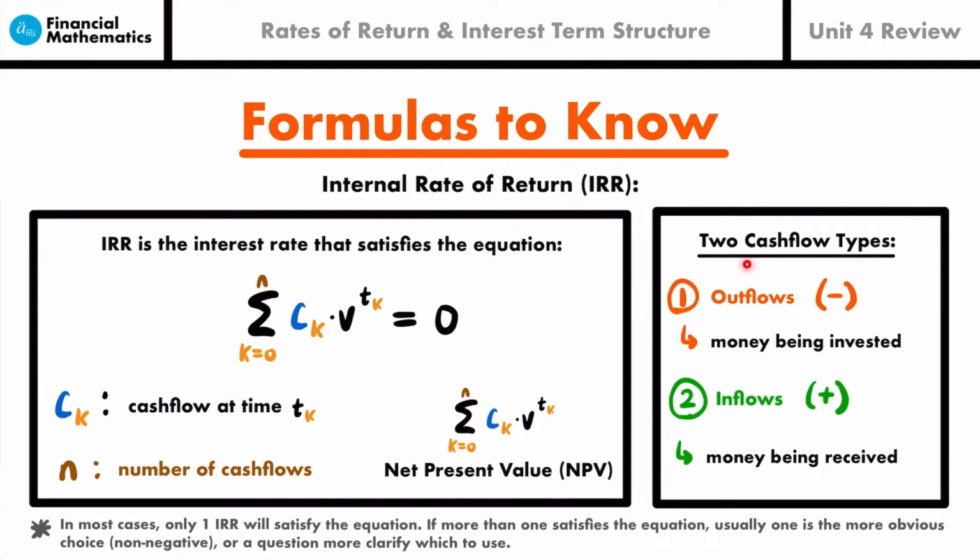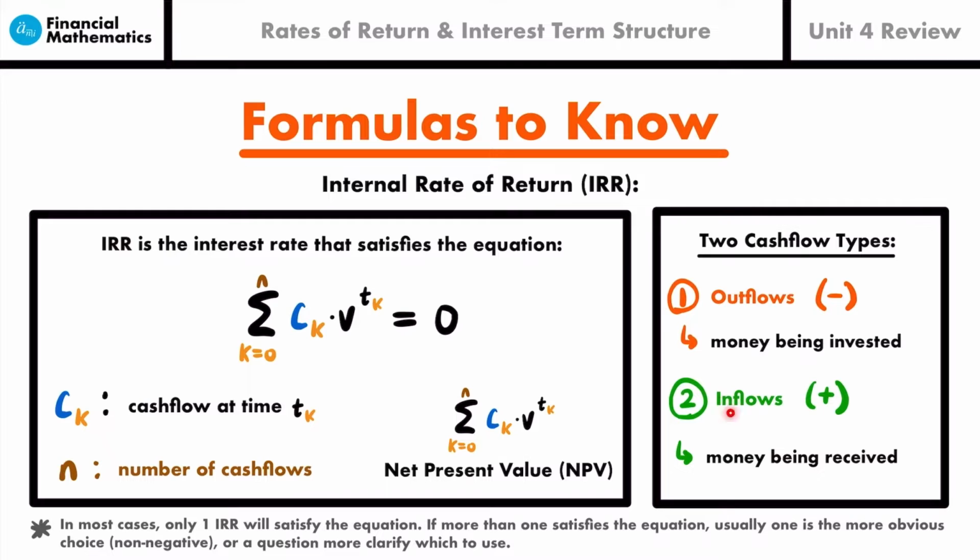All right, and remember, when you're setting up this type of equation to calculate an internal rate of return, there are two different cash flow types that you want to keep in mind. There are outflows and there are inflows. When we talk about outflows, we're talking about money that is being invested, money that you are losing, essentially, right? You're not gaining that money, you're spending it or investing it in something. And so we treat outflows as negative cash flows, okay? Those cash flows will be negative when we calculate the net present value.